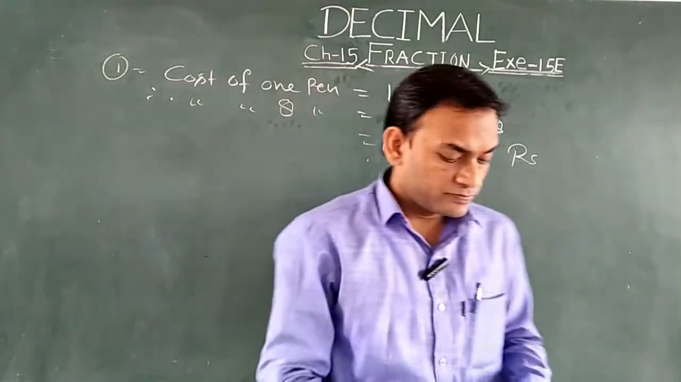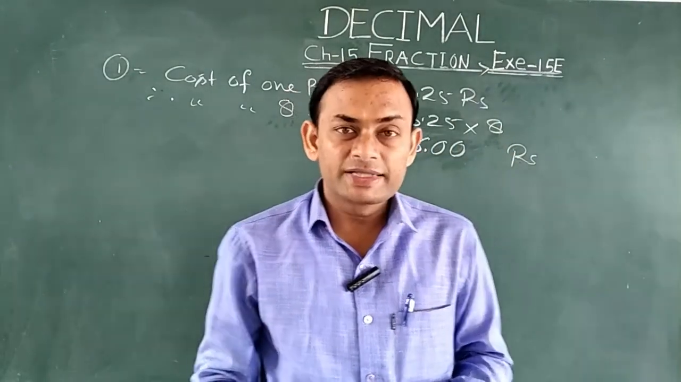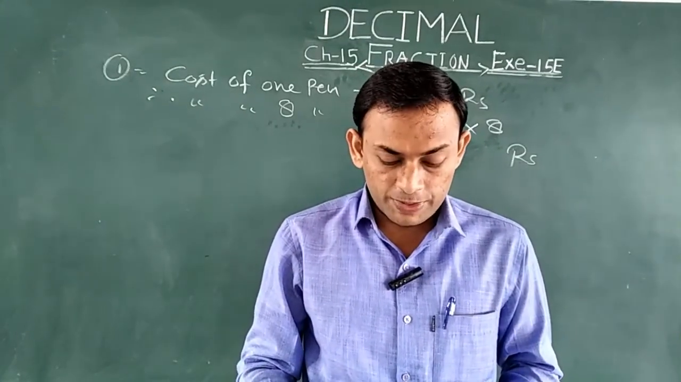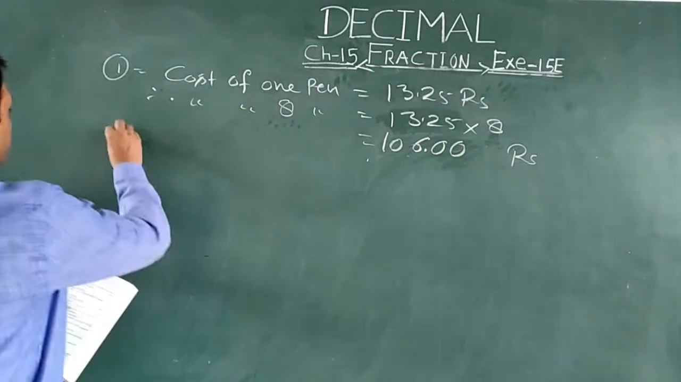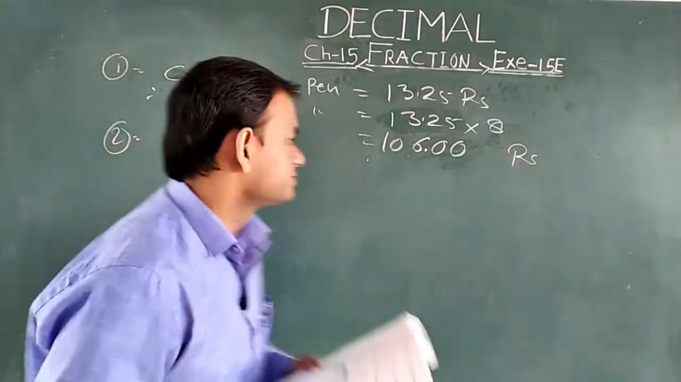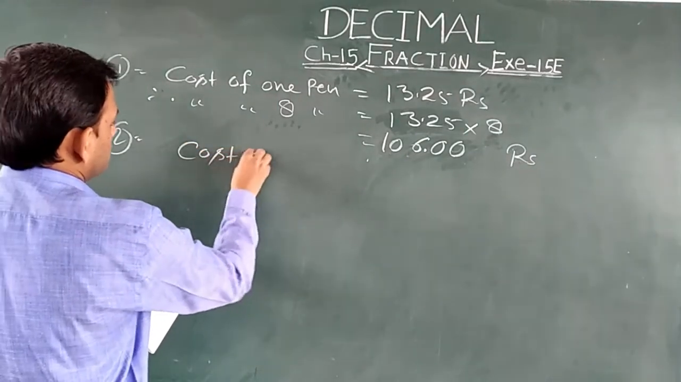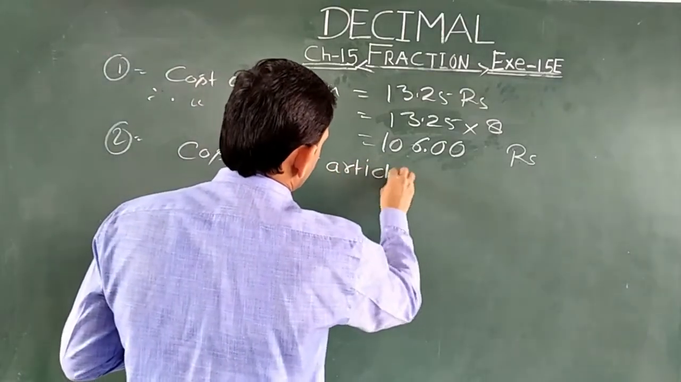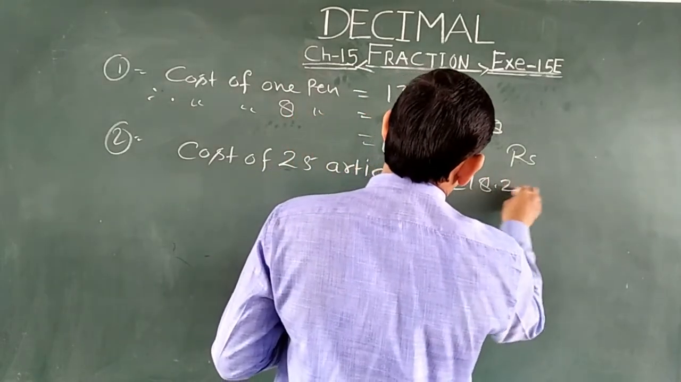Now the second question: the cost of 25 identical articles is 218.25 rupees. You have to find the cost of one article. As I told you, whenever we have to find the cost of one article, we always divide. So, the cost of 25 articles is equal to 218.25 rupees, as given.